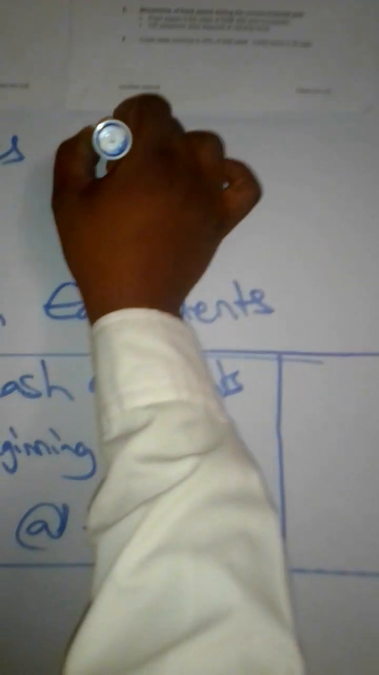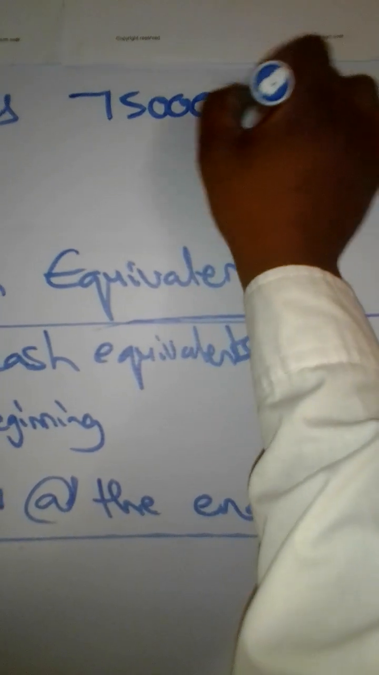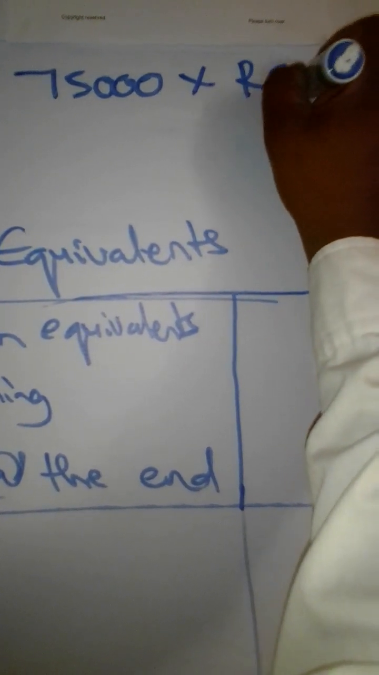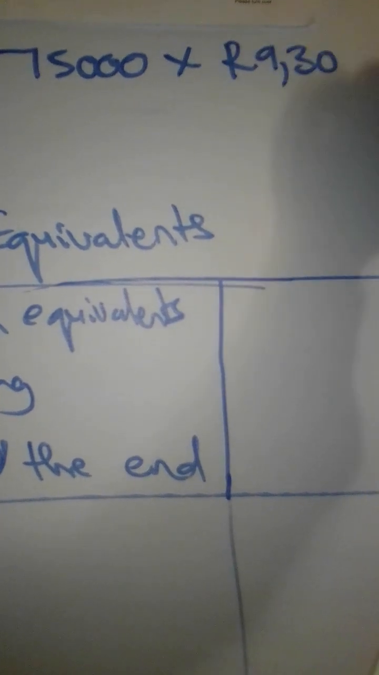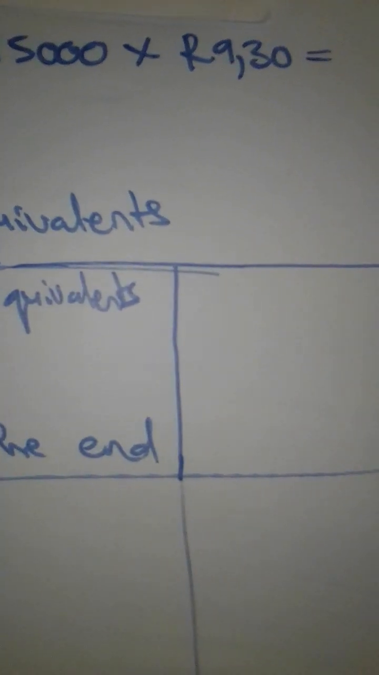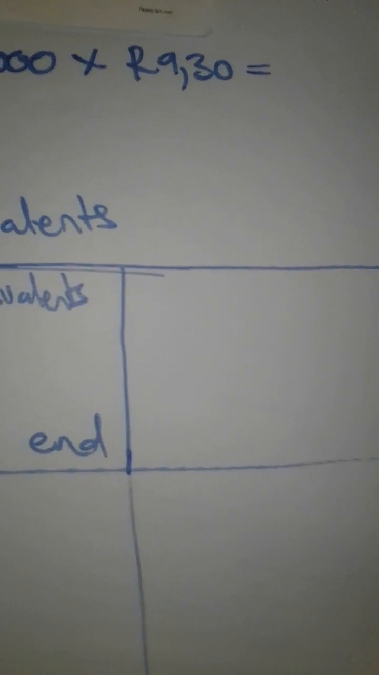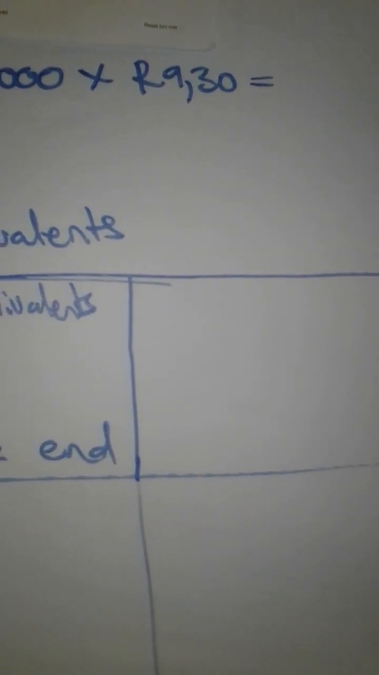Okay, now we are looking at the other working for the repurchased shares. 75,000 shares repurchased on the 1st of May 2020 at 9.30 cents per share. Okay, that one is a simple and straightforward calculation. We are simply going to take the 75,000 shares, we multiply them by 9 rand 30, that is 930 cents. Okay, which will give us, let's calculate on our calculators, something like 697,500.